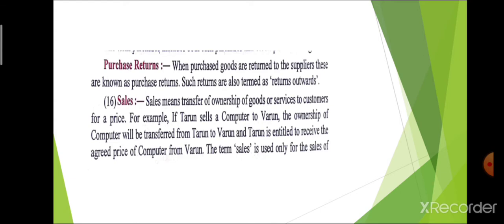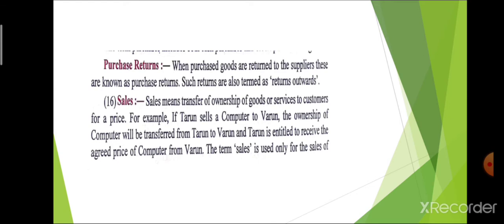Purchase return. Sometimes when we purchase something from a supplier and due to defect we return the goods to the supplier, that is considered as purchase return. For example, if I purchase a pen from the shop, that is considered as purchase. But due to some defects, I return the pen to the shopkeeper. That is considered as purchase return.